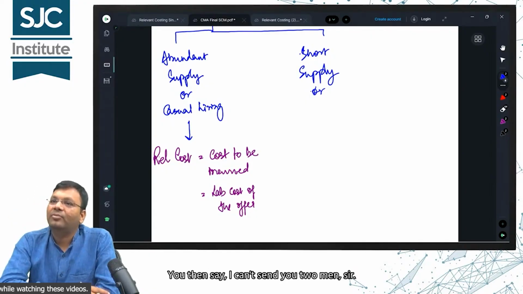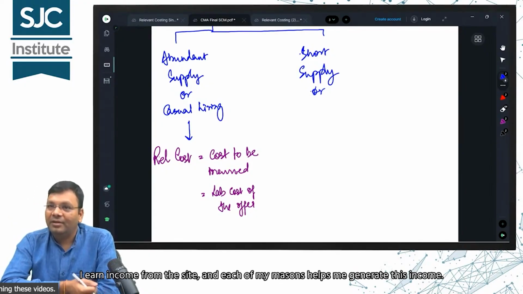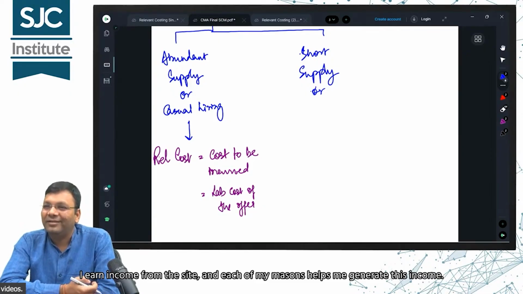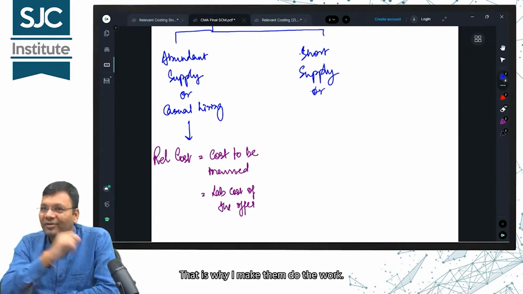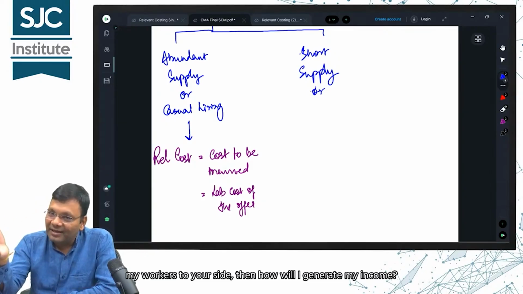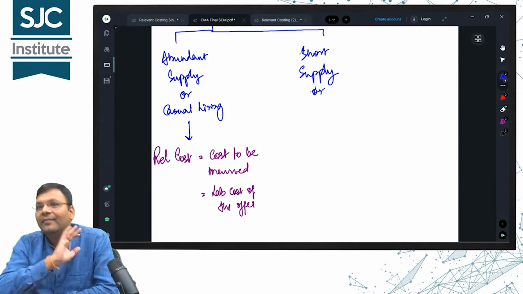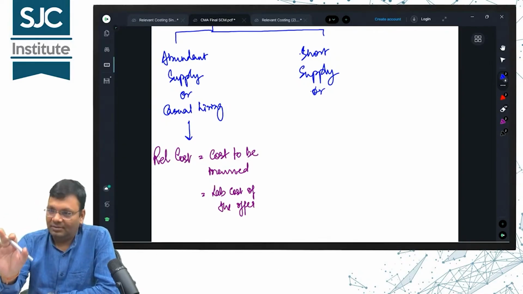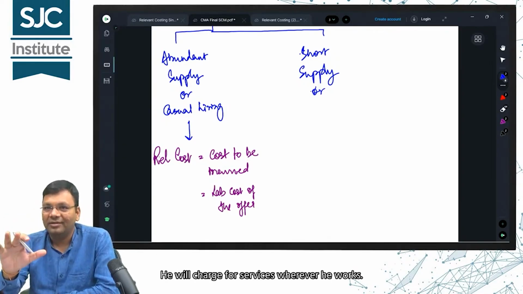You then say, I can't send you 2 men, sir. I earn income from the site, and each of my masons helps me generate this income. That is why I make them do the work. So if I send my workers to your site, then how will I generate my income? Will the mason charge for labor? Will he do my work or the site's work? He will charge for services wherever he works.